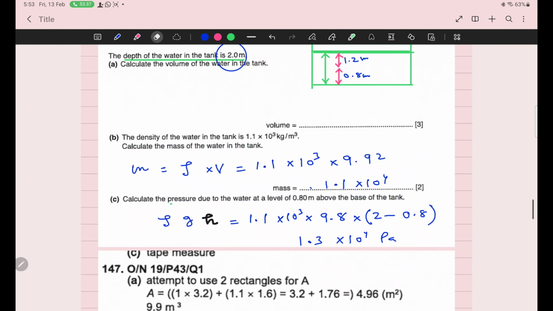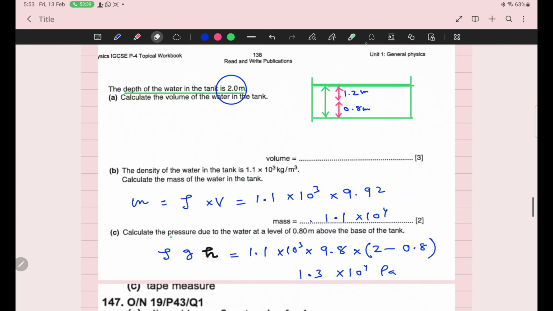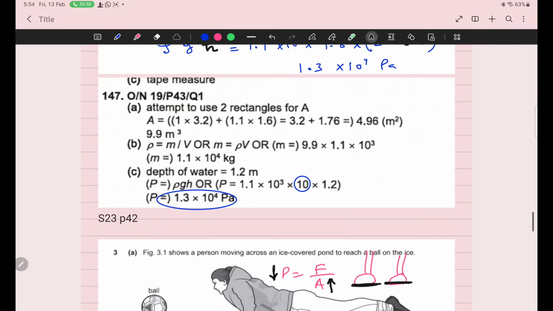So the key point in this question is that the depth is neither 2 meter nor 0.8 meter. We will subtract 2 minus 0.8. It is 1.2, and it is 1.2 depth from the surface of the liquid.